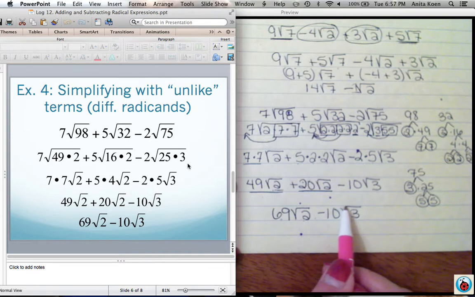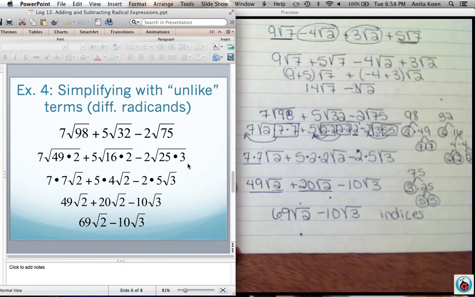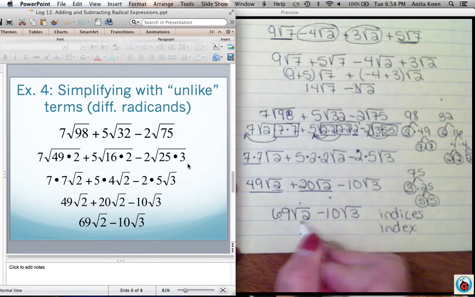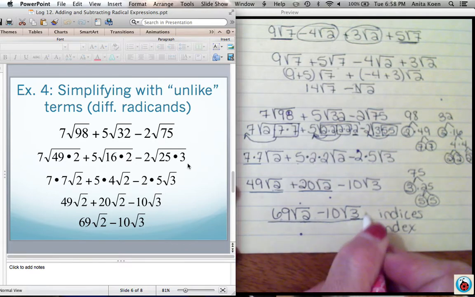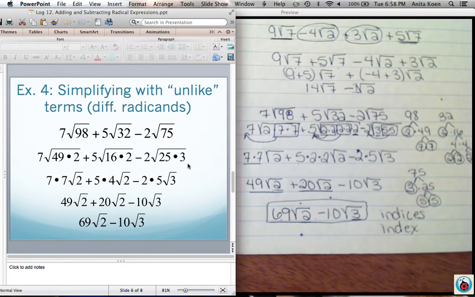Their indices, which is the plural of the word index. Indices, that's the plural of the word index. So their indices are the same, but their radicands are not the same. So these are not like radicals, and I can't combine them. So I just have to stop and leave my answer as 69 square roots of 2 minus 10 square roots of 3.